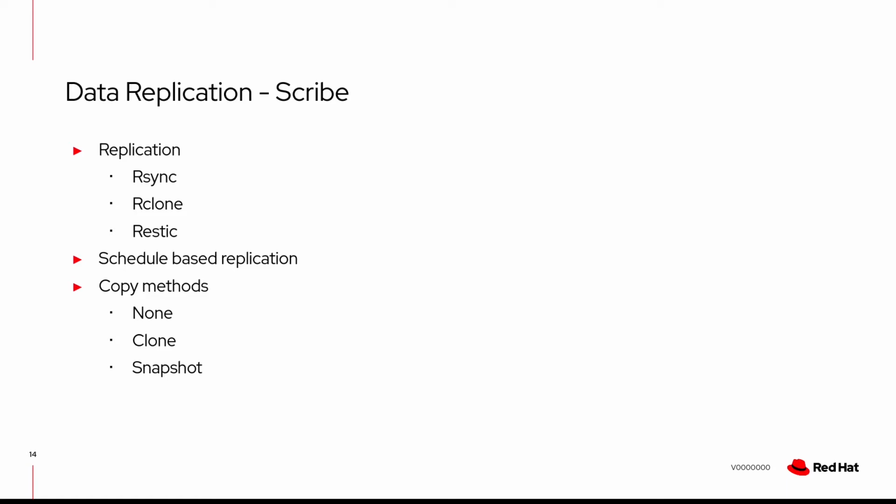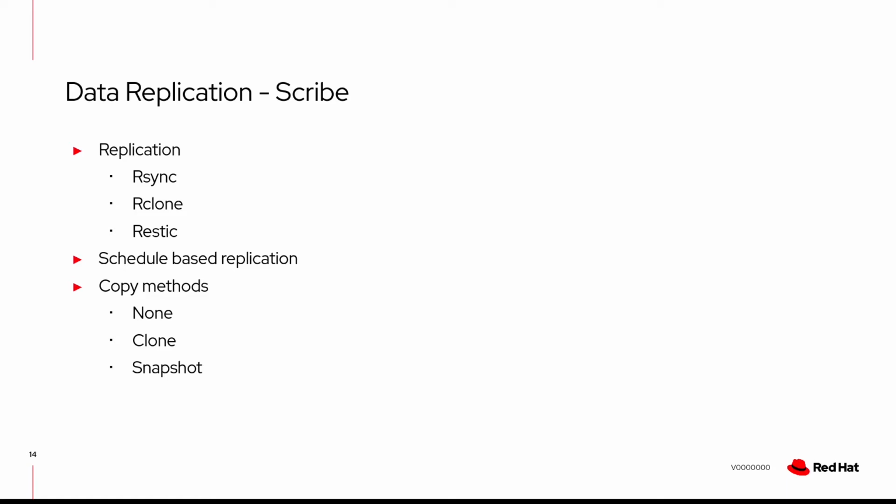Depending on the application, certain copy methods can be used by Scribe. The demonstration will show the none method. The none method mounts the PVC and copies all the data to the destination. This would not be a good method to use for applications such as databases.